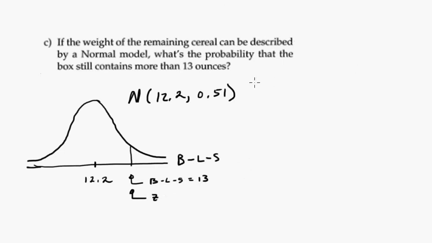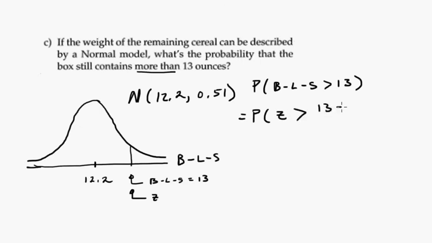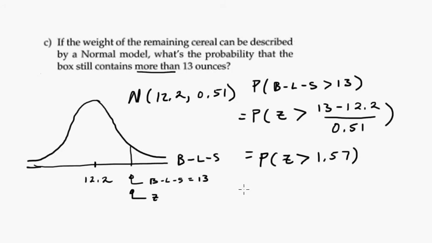What we would like to know is what's the z value. So let's back up. What they're asking us is, what's the probability that B minus L minus S is greater than 13 ounces? That's equal to the probability that Z is greater than 13, subtract off the mean of the model, divided by the standard deviation. That's going to be the probability that Z is greater than 1.57. So that's 1.5 standard deviations, or almost 1.6 standard deviations away from the mean.